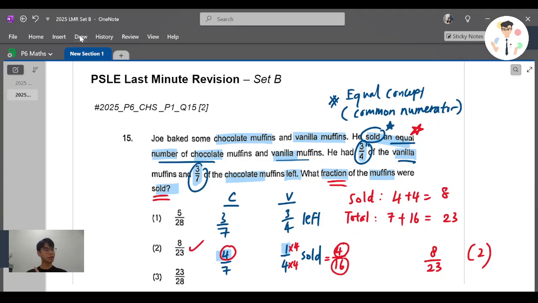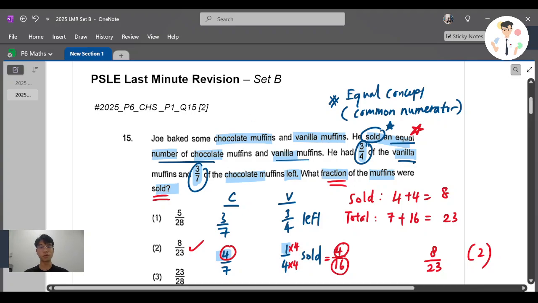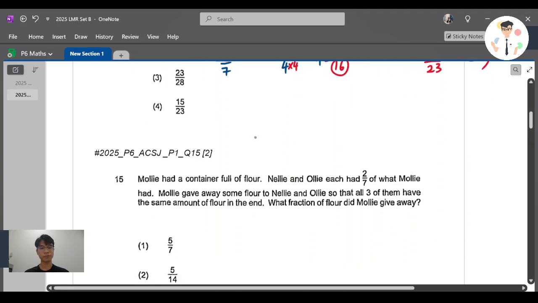So again, nothing tricky here. The reason why I'm choosing this question is just to revise this concept, because again, some of you are still confused with this concept. Okay, let's move on to our next part.